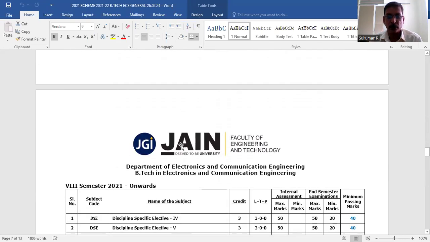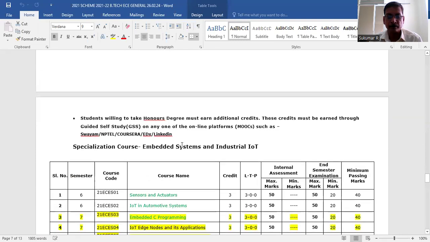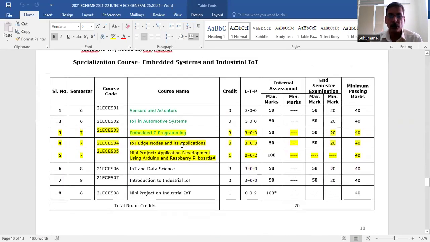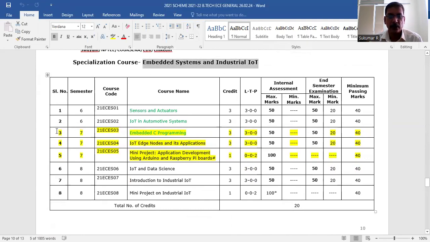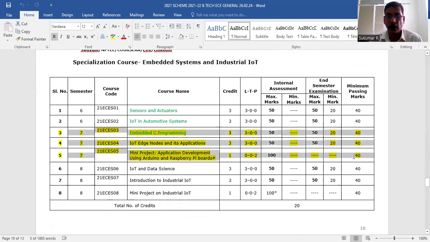So now I move on to the specialization courses. Students are there in two different specializations. One is the embedded systems and industrial IoT. There you can see here for the semester 7, you have 3 courses. In that, two courses are theory courses and one is the mini project. So the credits are also shown here. So that is also accounted for 50 marks for theory courses, 100 marks for the mini project, in the same way as we have done it for the regular courses.